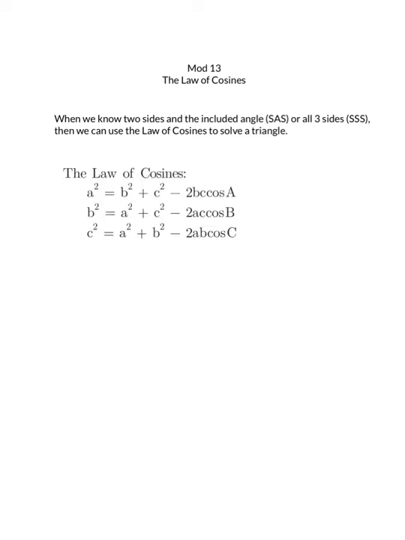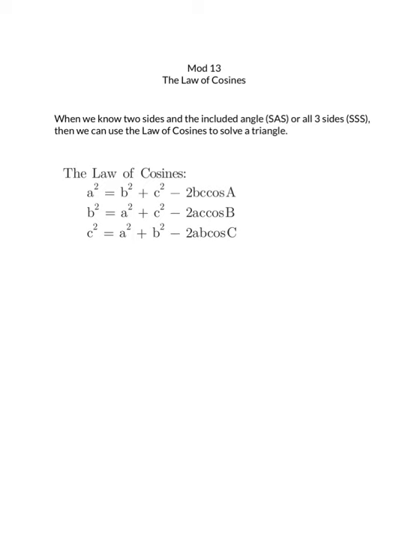The last part of Mod 13 is the law of cosines, which is another way of solving a triangle. We use this technique when we know two sides and the included angle, which is side, angle, side, or if we know all three sides, which is side, side, side. Then we use the law of cosines in order to solve our triangle. The law of cosines has three different forms.